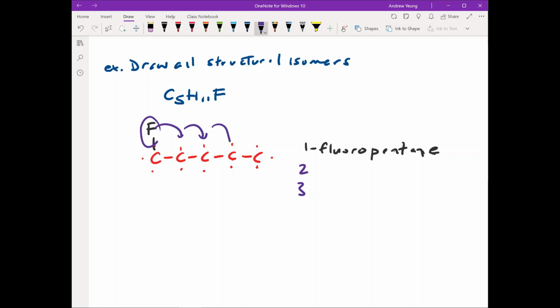When I try to do 4-fluoropentane, well, now the one and only branch that I had is on this side here. I would actually count it right to left instead. That would be back to 2. This is actually not a new position as we had from previous.